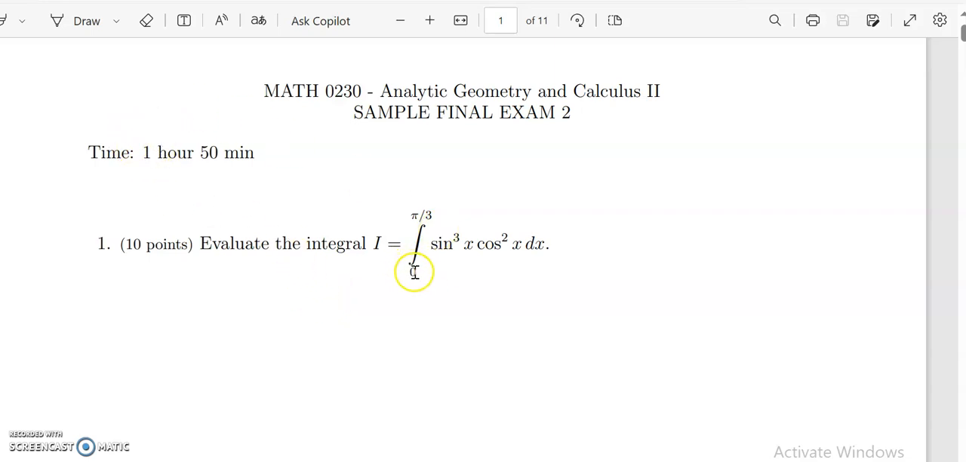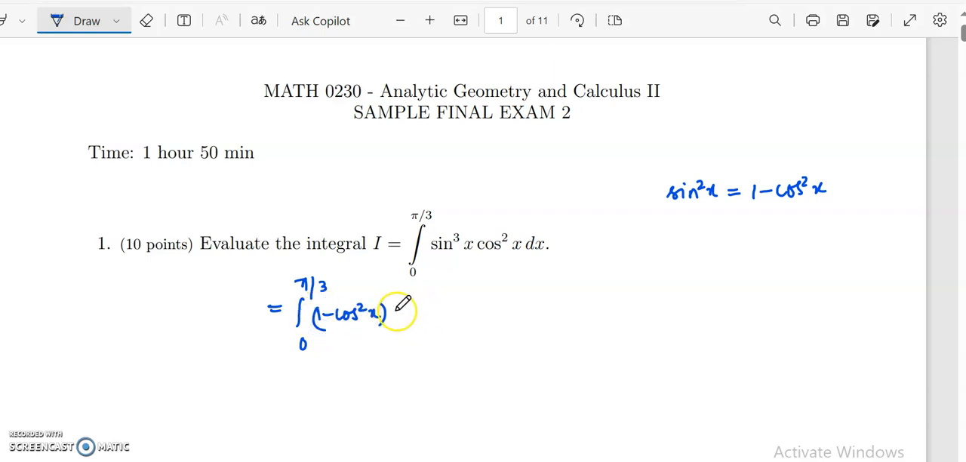Let us evaluate the integral I equal to the integral from 0 to pi by 3 of sin cube x cos square x dx. So this can be written as the integral from 0 to pi by 3. Now we can write one of the sin square x, so there is sin cube x. So write sin square x as 1 minus cos square x. So we will get 1 minus cos square x into cos square x, then there is the remaining sin x dx.